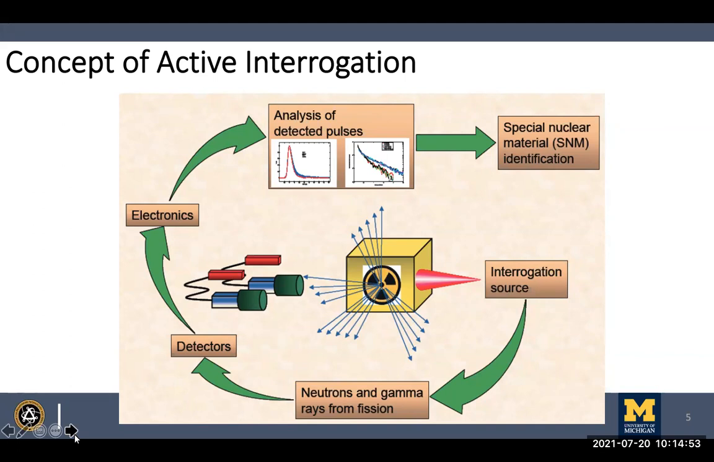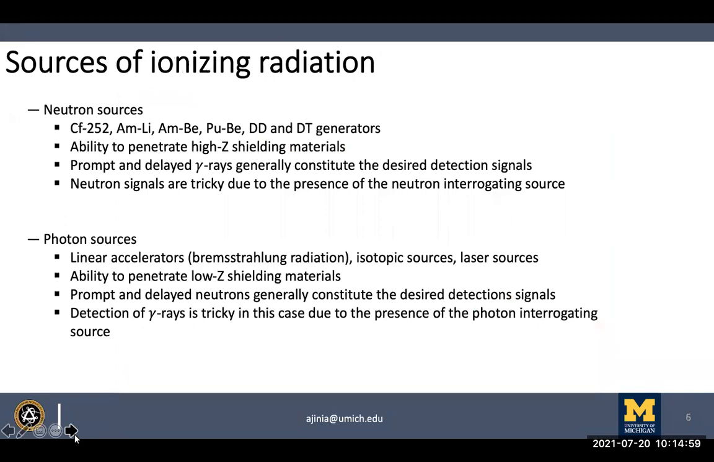All right, so I'm going to get into the next topic, and that is sources of ionizing radiation. Again, we can have two broad categories of ionizing radiation. The first one is your neutron sources. Commonly used neutron sources during active interrogation: californium-252. This one is a spontaneous fission source, so we get neutrons with energies over a very wide range, from thermal all the way up to 10 MeV or even higher.